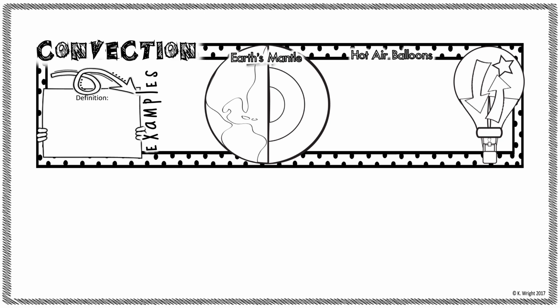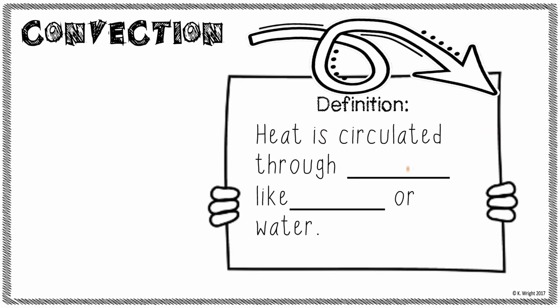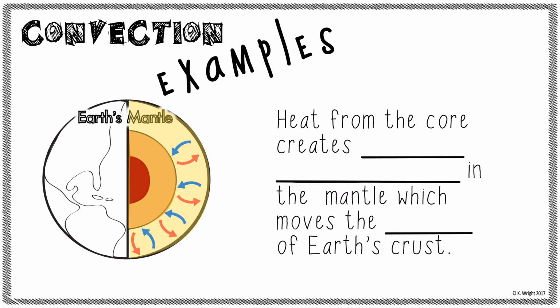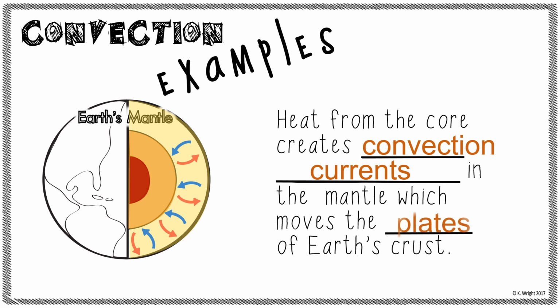Let's start by reviewing convection and how heat energy transfers using convection. Convection is when heat is circulated through fluids like air or water. A good example you're already familiar with is heat from our inner core creates convection currents in the mantle, which moves those plates on the Earth's crust. So remember, the tectonic plates are always moving because of the convection currents in the mantle, and those convection currents work because the core is so hot.